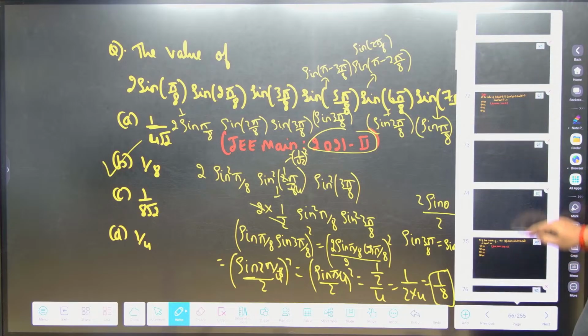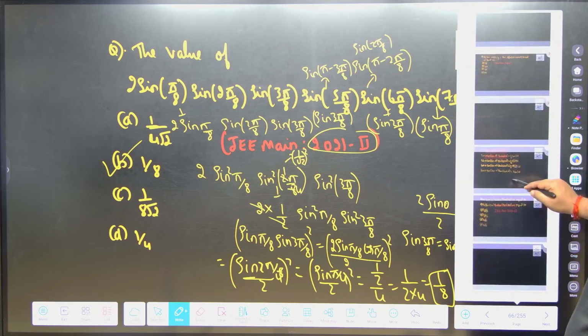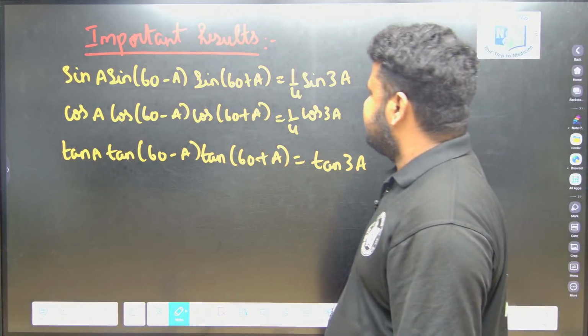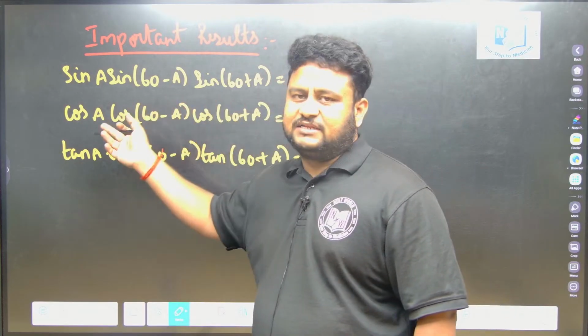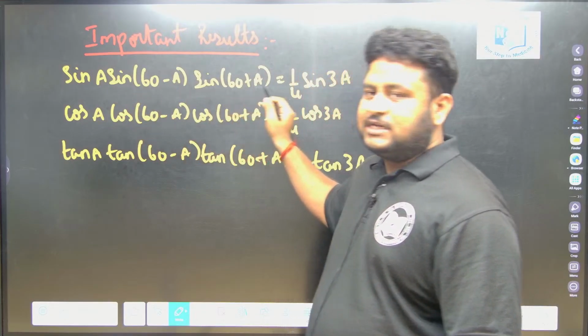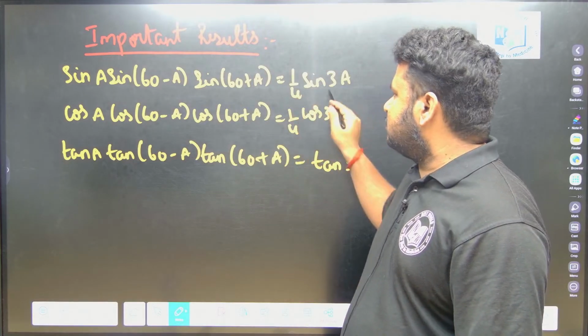Now, let us go to some important results. Sin A, sin 60 minus A, sin 60 plus A. If you see a trigonometric question given like this, sin A, sin 60 minus A, sin 60 plus A, you can write it as 1 by 4 sin 3A.